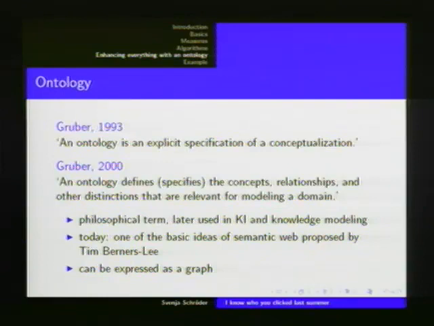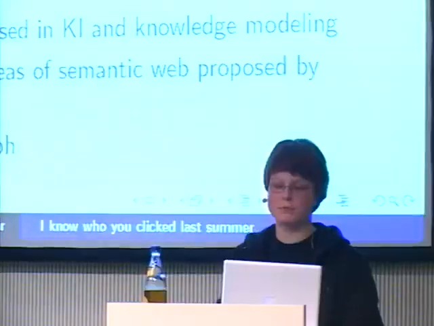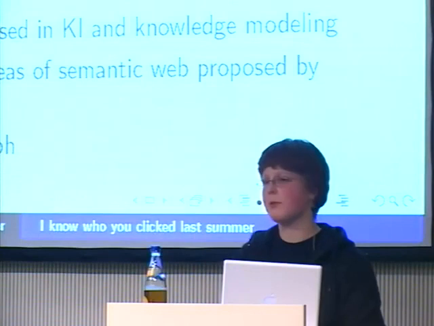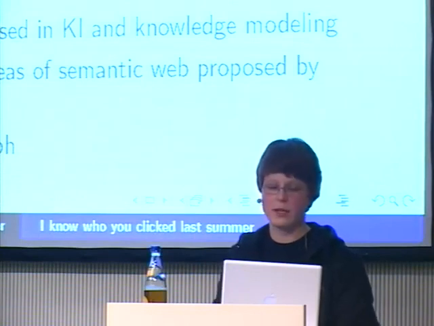It's horrible. Later on, he wrote a better explanation: an ontology defines or specifies the concepts, relationships, and other distinctions that are relevant for modeling a domain. So if you want to model a domain from everyday life, you could do this by specifying an ontology. It's really this abstract, because you could model everything as an ontology.